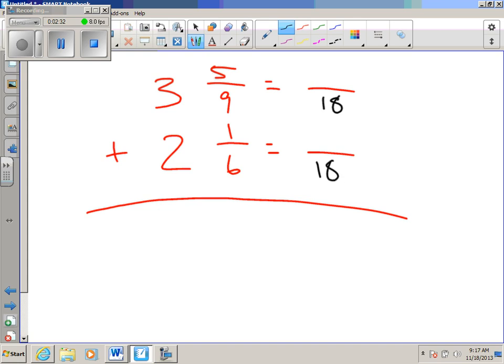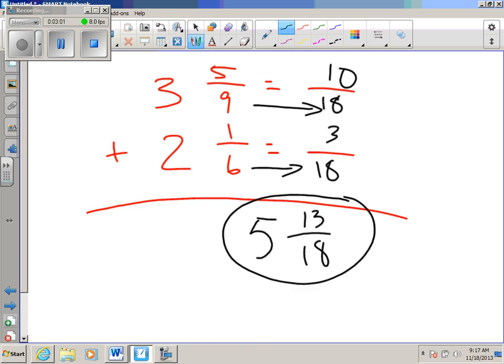Now, you don't always have to pick the smallest denominator that they have in common, but it helps because hopefully it limits how much simplifying you actually have to do. So 9 times 2 is 18, 5 times 2 would give us 10, and 6 times 3, and 1 times 3, right? So 10 18ths plus the 3 18ths is 13 18ths, and then the 3 and the 2, 5 and 13 18ths.